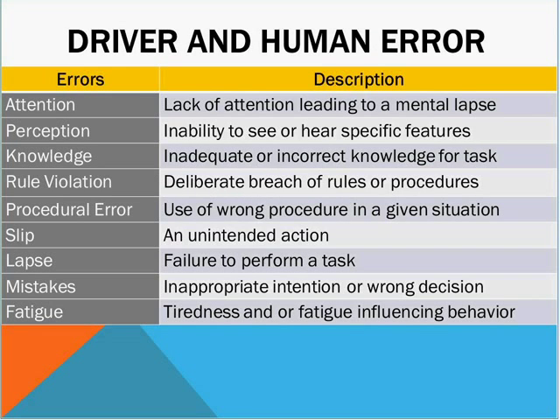Let's take a look at the driver and human error. This is a summary of the types of human errors that have been reported in various studies as to the driver and what can be anticipated as things that need to be carefully looked at and looked after, such things as driver attention, perception, knowledge, the knowledge of the rules so that they avoid rule violations and procedural errors, that we minimize slips, lapses, mistakes, and that every driver comes to work not tired, not fatigued, but in good condition to do a good job.